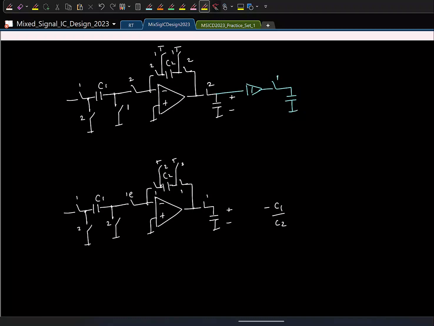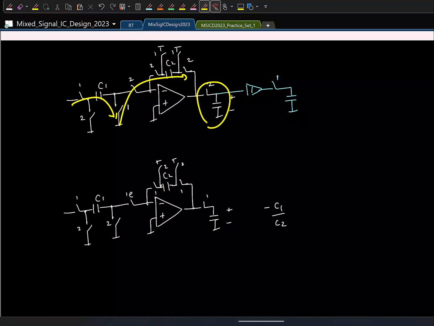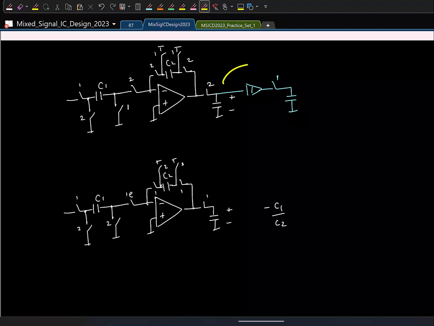So here you see that the signal is sampled in phase 1. We are transferring it in phase 2, and the earliest we can get the information is in phase 2. There is inherently a half clock cycle of delay. And by doing this, you introduce one more half clock cycle of delay. So overall, you get this as the curve.